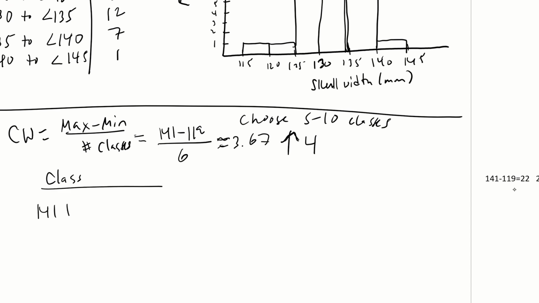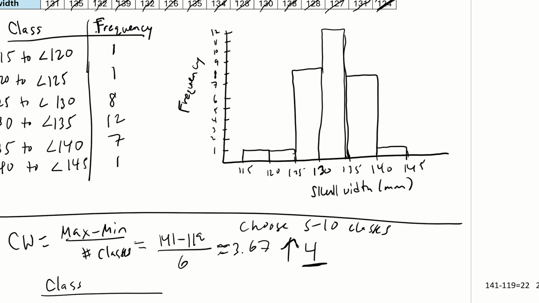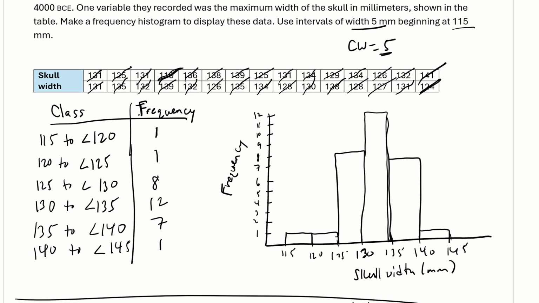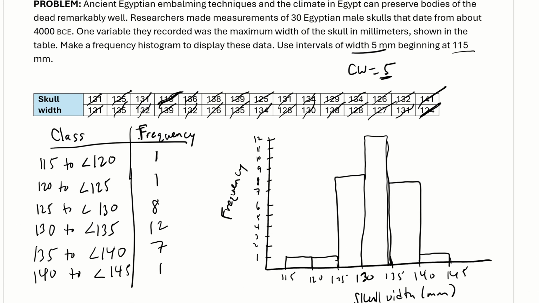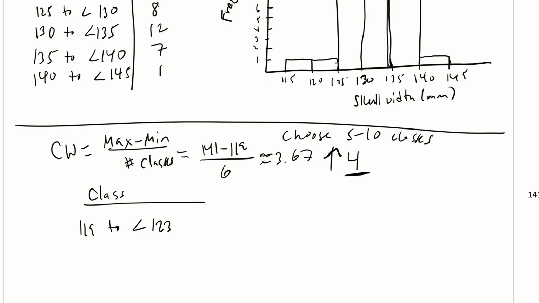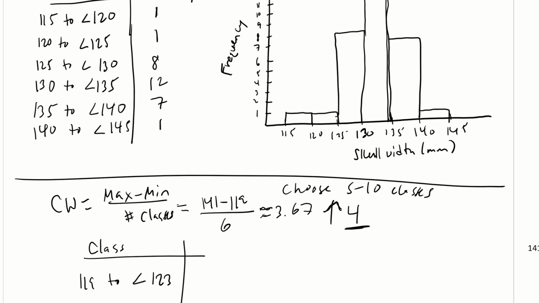The smallest class was 119. 119 to less than 123, right? And so on and so forth. Notice that's slightly different. The smallest was, I believe, 119 in the data, if I'm not mistaken. Let me double check. Yeah, it was 119, this guy, 119. And you would set it up that way. Notice it's slightly different than this, right?